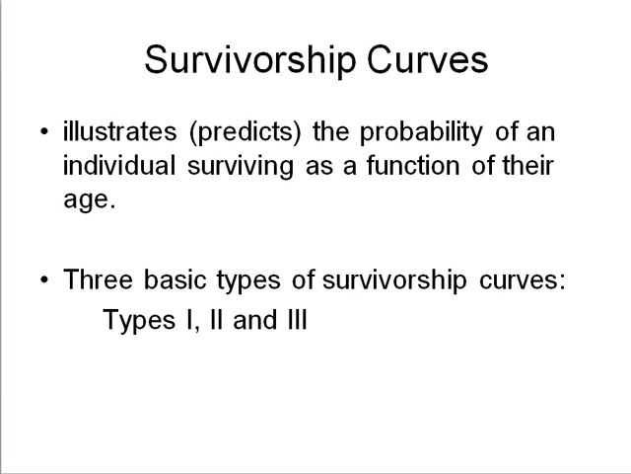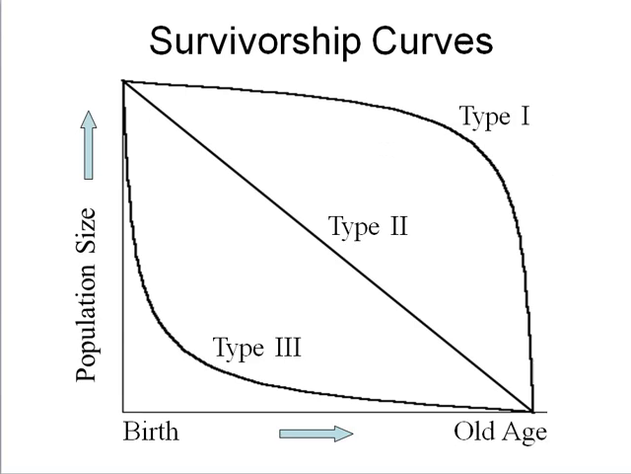Let's look at another factor influencing populations: survivorship curves. These curves are used to predict the probability of an individual surviving as a function of their age. There are three generalized patterns seen in survivorship curves. They have the catchy names of Type 1, Type 2, and Type 3.